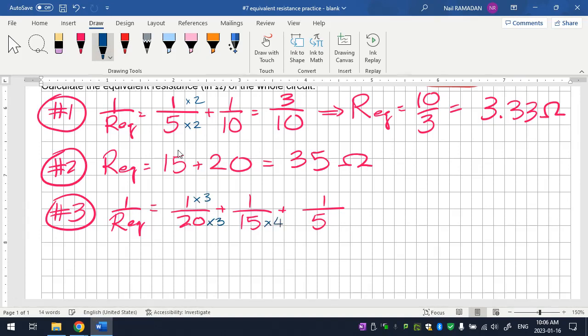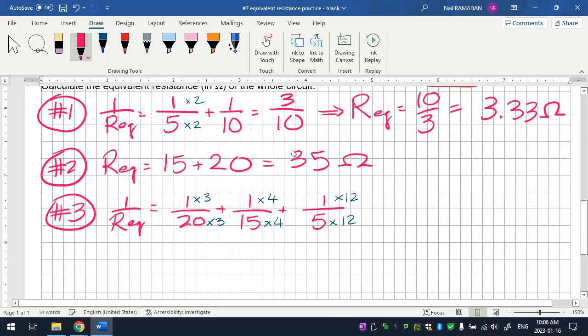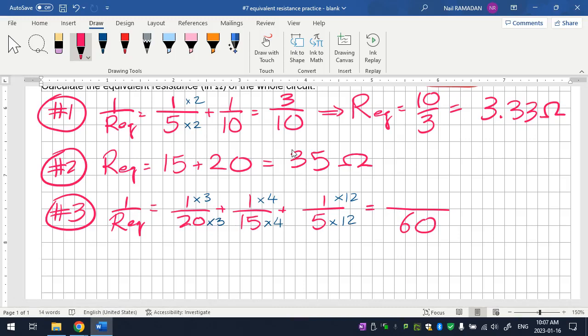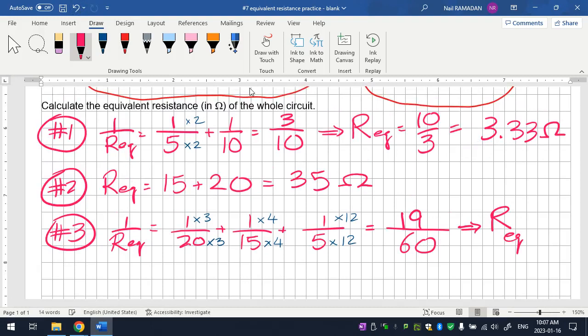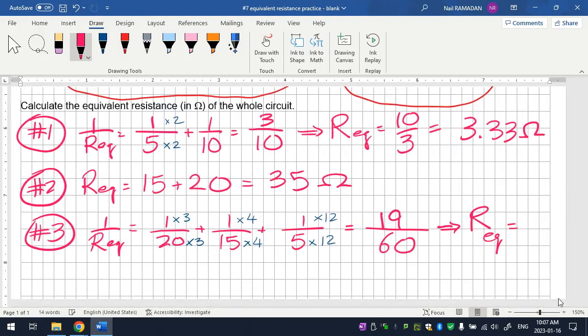I need times 4 here, and times 4 here. And I need times what? 12 here, and times 12 here. That gives me what? Over 60. That gives me 3 plus 4 plus 12. How much is that? 19. And what do you do? You flip, like we did with this one. You flip to get 60. Hold on, let me squeeze.